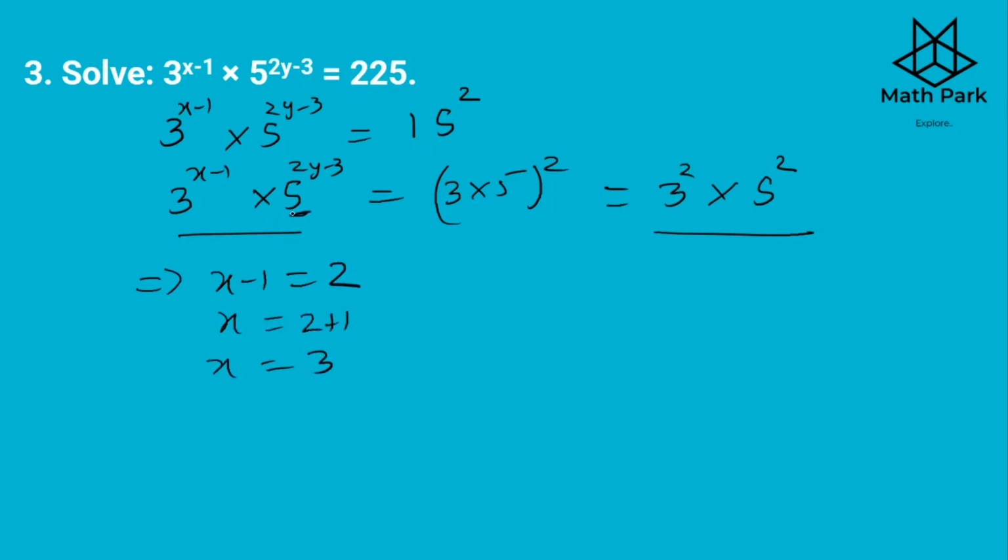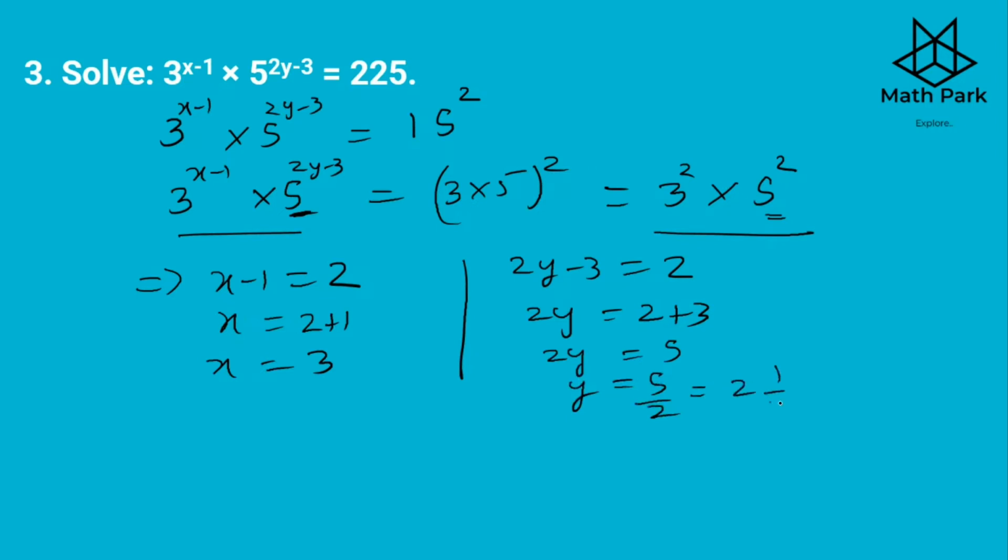Compare the powers of 5. So 5 raised to 2y minus 3 is equal to 5 square. So this is how you get 2y minus 3 is equal to 2. So 2y is equal to 2 plus 3, as minus 3 goes here and becomes plus 3. 2y is equal to 5, or y is equal to 5 upon 2, which is 2 1 by 2.